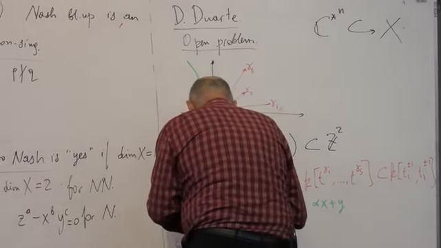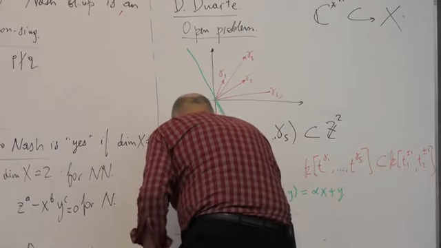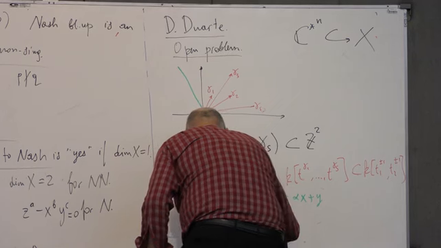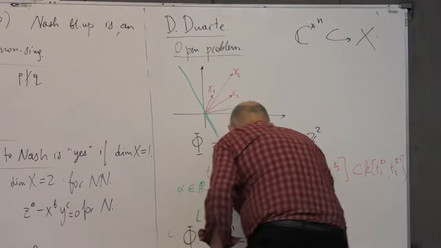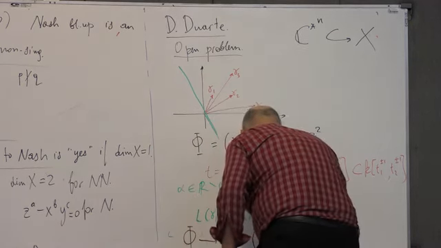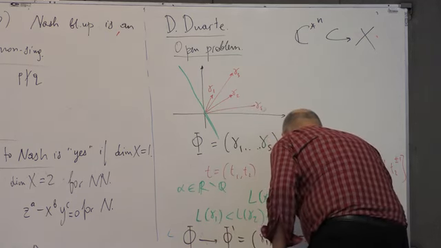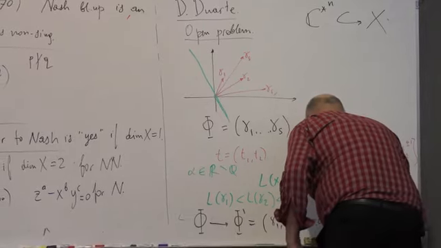I start with phi, and I replace phi by the following. So phi gets replaced by phi prime. Phi prime consists of gamma 1, gamma 2, the two smallest ones, and then all the differences, gamma i minus gamma 1 and gamma j minus gamma 2.